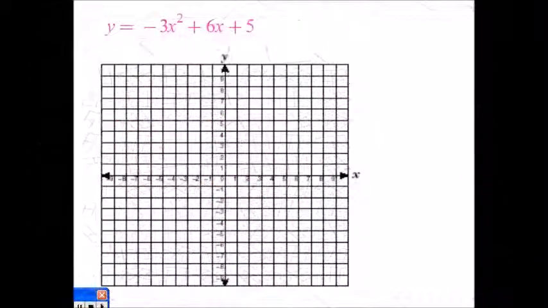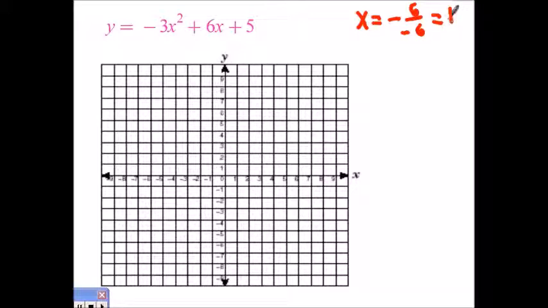Next example, let's find the vertex. X is equal to the opposite of b over 2a. 2 times negative 3 is negative 6. So this is going to be equal to a positive 1. So let's figure out our y. When x equals 1, 1 squared is 1, times negative 3 is negative 3. Negative 3 plus 6 is 3, plus 5 is 8. So my vertex is 1, 8.